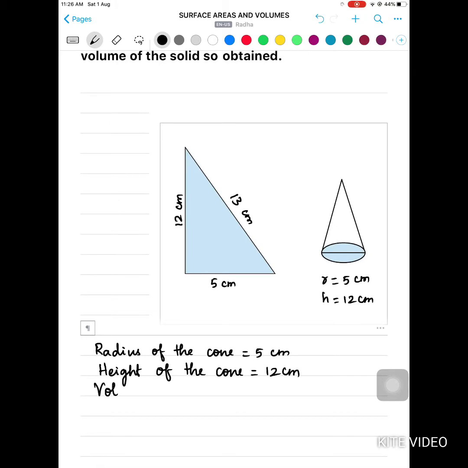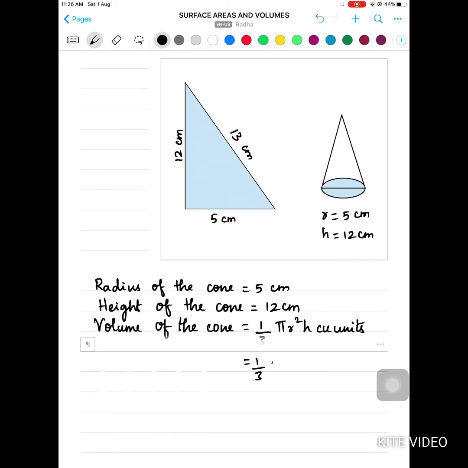Since you know the radius and height, you can find the volume of the cone using the formula. What is the formula for finding the volume of the cone? 1 by 3 pi r squared h cubic units. So, it is 1 by 3 into pi value, it is not given as 3.14, so we have to use 22 by 7, into r which is 5 squared, into the height 12. Now 3 ones are 3, 3 4s are 12. Now multiply the numerator. 5 5s are 25, 25 4s are 100, 100 into 22 is 2200 by 7 centimeter cube.